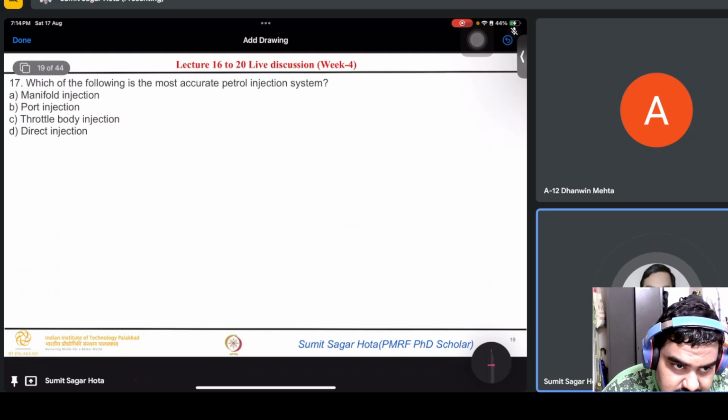Always, in petrol engines, there are some small ports, or you can call them small sprays. Injector sprays are there, through which the fuel will be taken into the intake port, in the inlet valve. So the injector sprays are there through the port injection, and this is the most accurate petrol injection system.